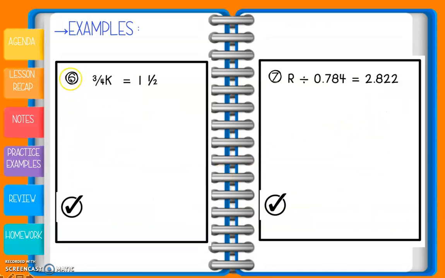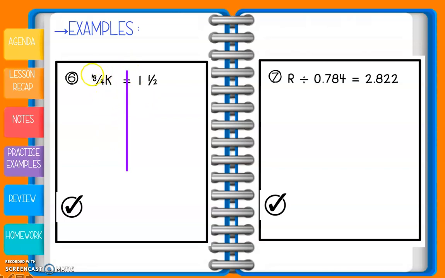All right, now on number 6 here, we have 3/4 K equals 1 1/2. A lot of people get tripped up on these types of problems because they see that division bar and they're like, oh, it's division. But if we look at it closely, 3/4 is the coefficient for K. So we know they're right next to each other. We know that that math operation is actually multiplication. Okay, so I'm going to draw my arrow through my equal sign.